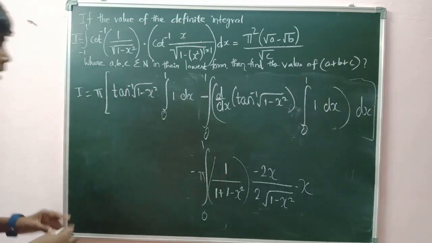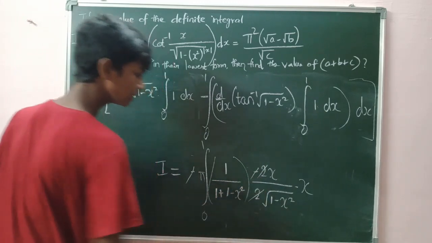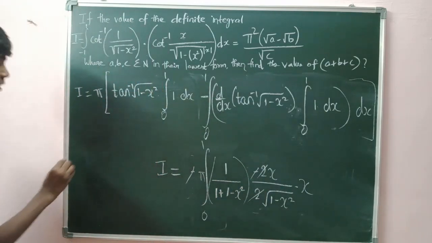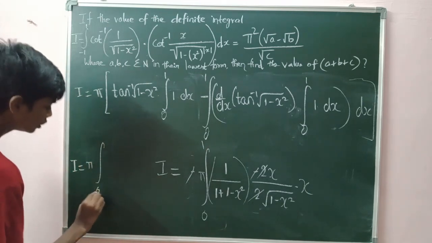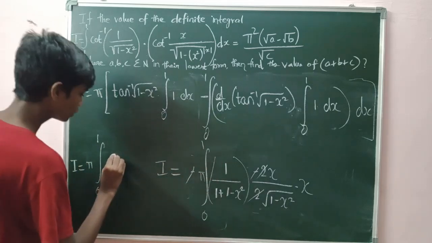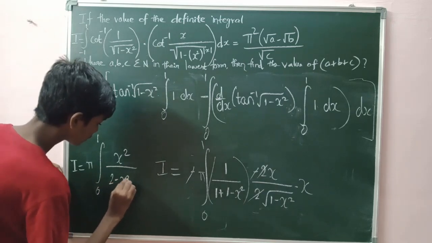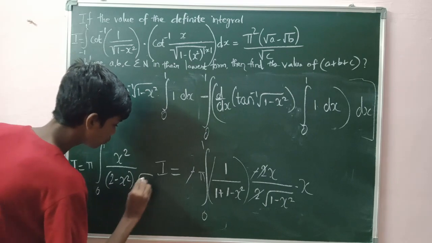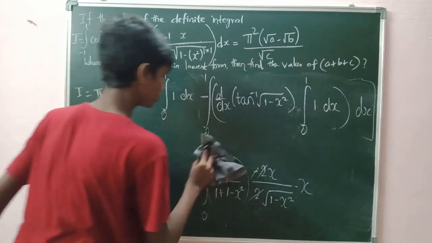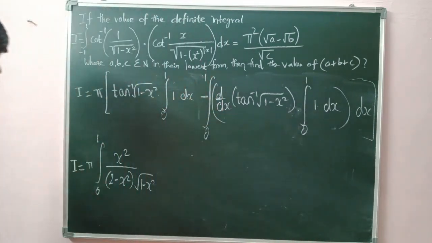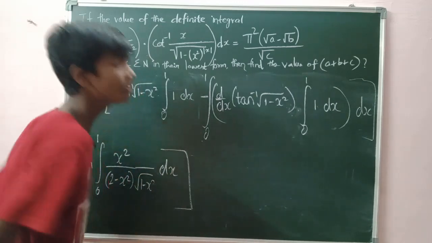Okay, so I will get I is equal to this particular expression. So this minus cancels, these two cancel. So therefore I think we'll be left with I is equal to pi times the integral of 0 to 1, then x into x is x square, by 2 minus x square, times root of 1 minus x square. This is something you will be left with when you solve this. Okay, so times dx from 0 to 1. So this is what we will get as I.